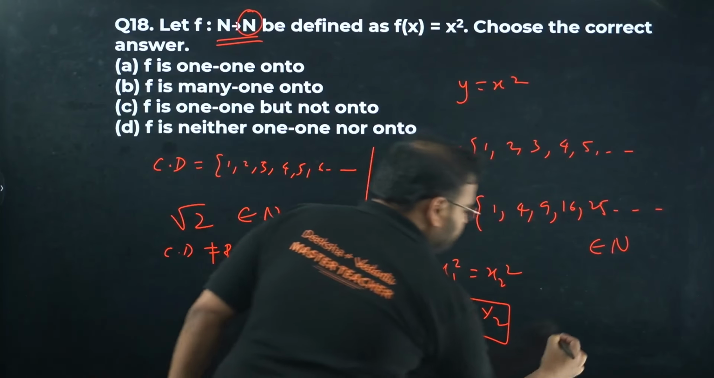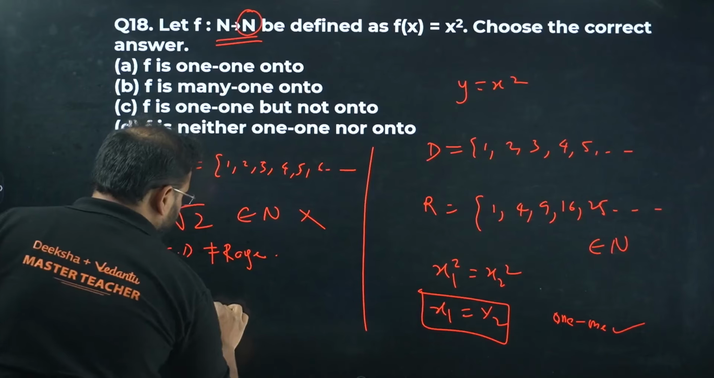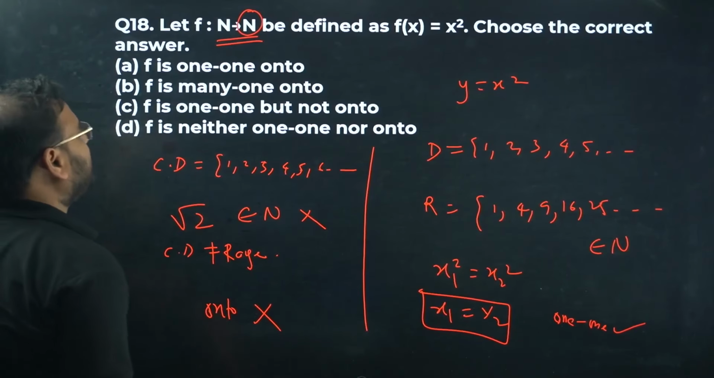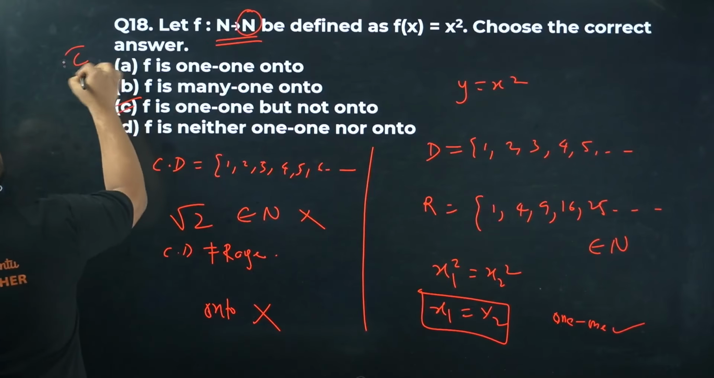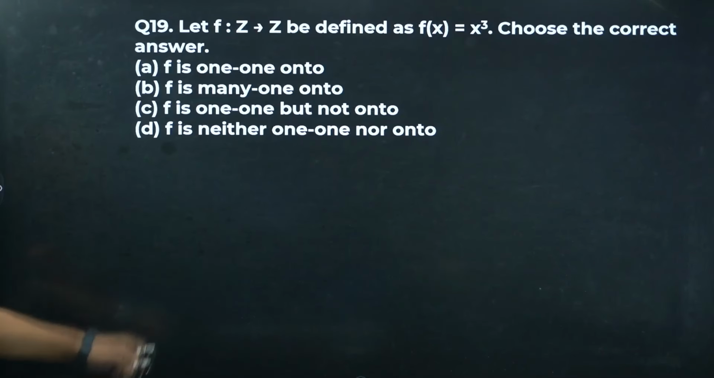It means the given function is not onto. It is 1-1 but not onto. The answer is 1-1 but not onto, option C. A simple question. Got it, guys? Yes? Okay, next.